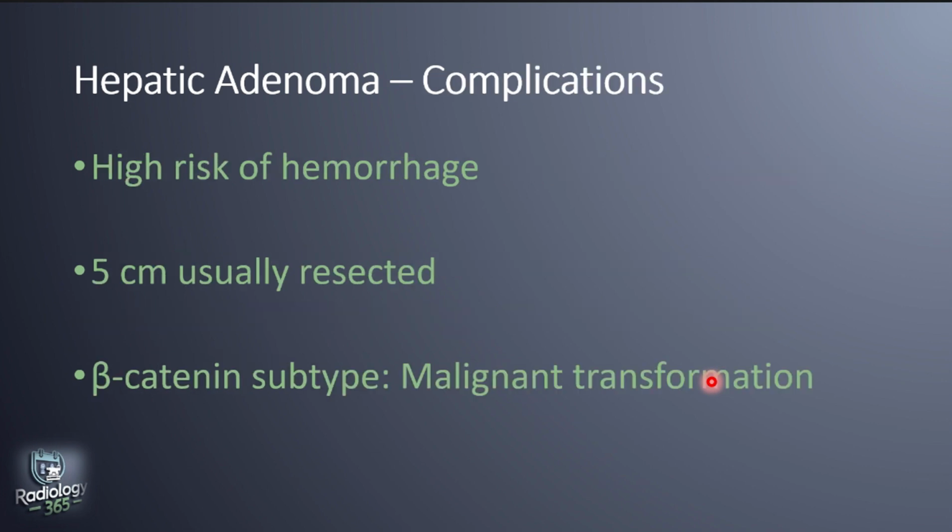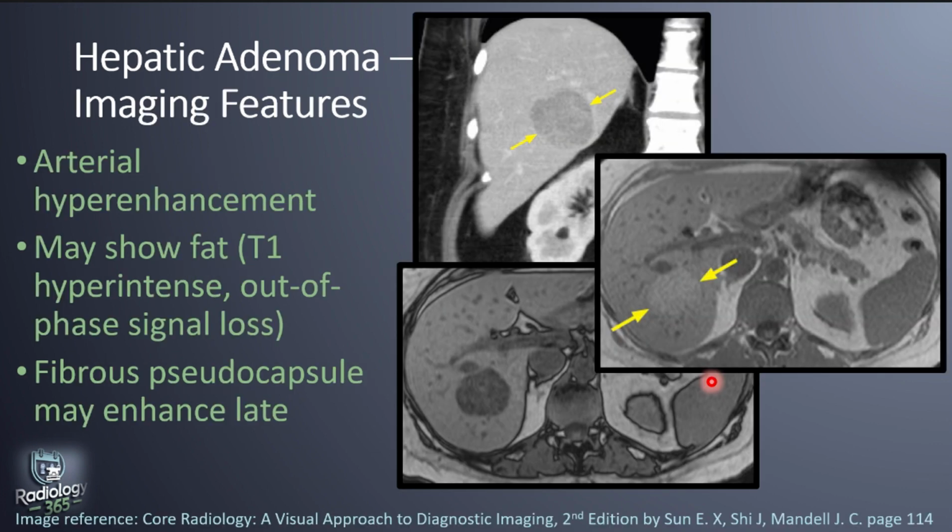Adenomas have a relatively high risk of hemorrhage, which is often the presenting symptom if it's not caught incidentally. For this reason, incidentally discovered adenomas more than 5 centimeters are usually resected because of their high risk of hemorrhage. The beta-catenin mutated subtype has the highest risk of malignant transformation. Adenomas are supplied by the hepatic artery and thus tend to be hypervascular on arterial phase.